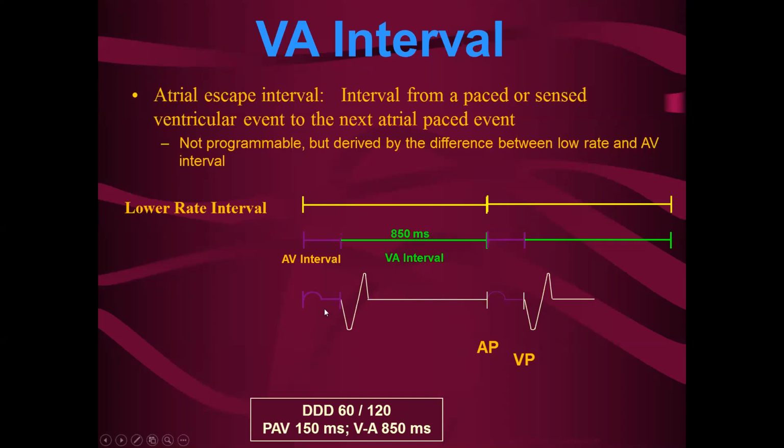Because you have to remember, every time the pacemaker in dual chamber operates, there is an atrial event followed by a ventricular event. After the ventricular event, the next thing expected by the pacemaker is another atrial event, right? So that we maintain that AV type of synchrony.